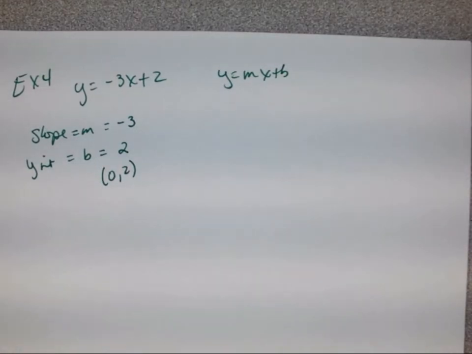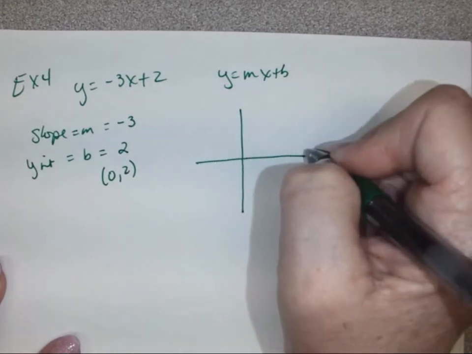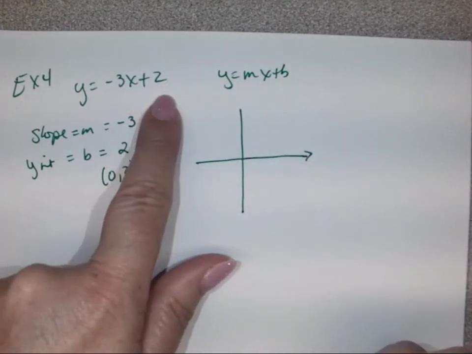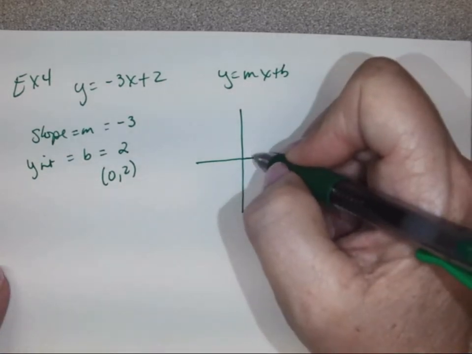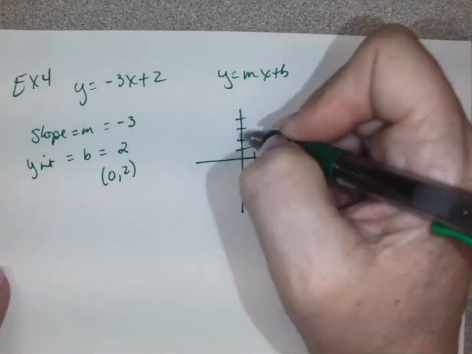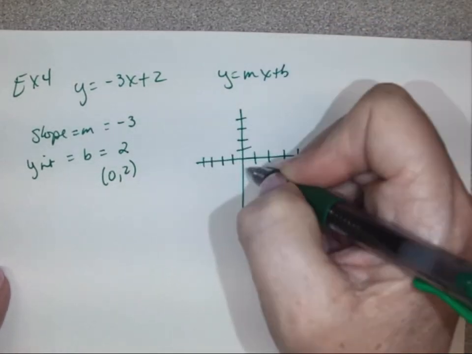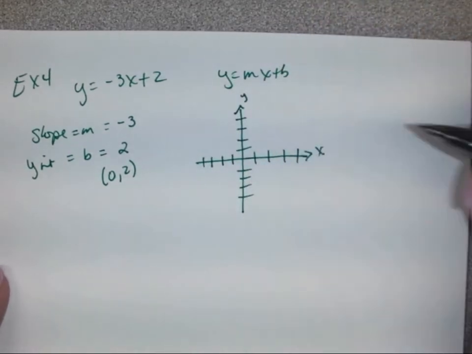Now, we need to graph it. So if we're graphing it, we don't need a whole lot of numbers. I'm going to go to about, let's go to 4. So 1, 2, 3, 4, 1, 2, 3, 4, 1, 2, 3, 4, 1, 2, 3, 4. This is my y, this is my x.